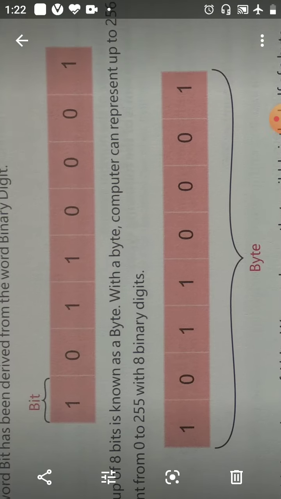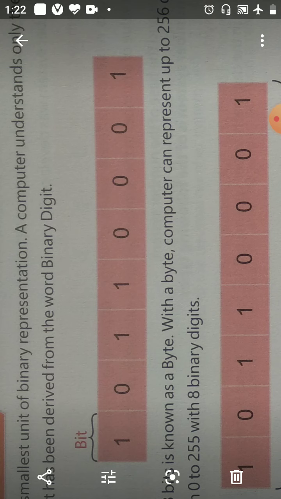See, in this first picture, some numbers are written in the pink color box: 0, 1, 1, 1, 0, 0, 0, 1. If you count these numbers, the total is 8. So this total 8 digit number is called a byte, 1 byte. This is the unit of measuring computer memory, or we can say it is used to store data in the form of bits and bytes.